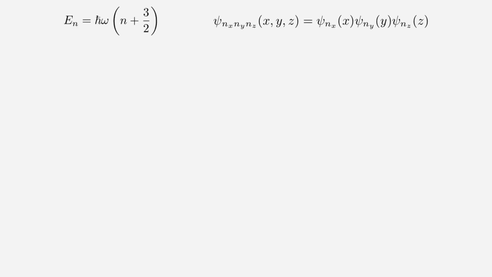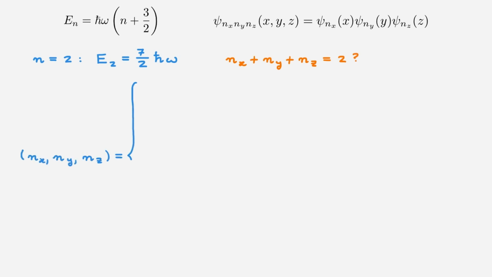Let's now consider the second excited state with n equals 2. The energy E2 is equal to 7/2 h bar omega. So how many distinct states are such that nx plus ny plus nz equals 2? There are 6 possibilities now for this triplet.